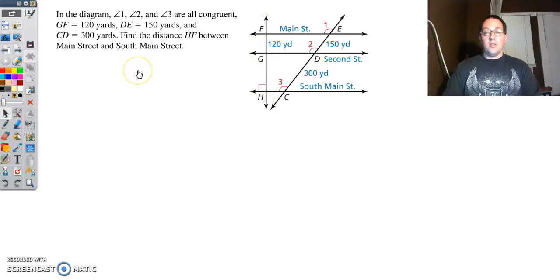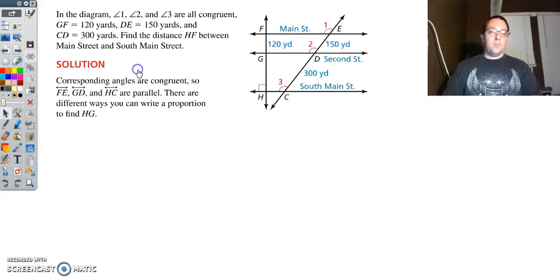Now, there are actually two different ways we could do this. First off, since these angles are all congruent, that means our lines are all parallel, right? Because we have congruent corresponding angles.